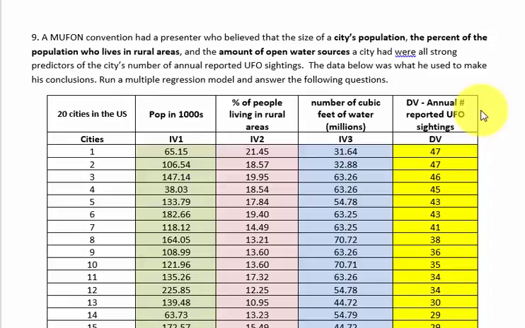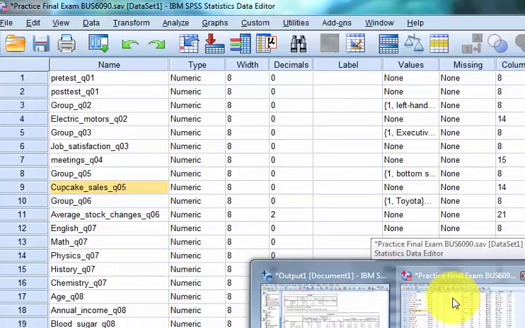Question 9, SPSS. So again, this is a predictive model that makes it a multiple regression. So, can we predict the annual number of reported UFO sightings using the size of the city in population of thousands, what percent of the people live in rural areas, and how much cubic feet of water is in the area? So let's jump on over to SPSS.